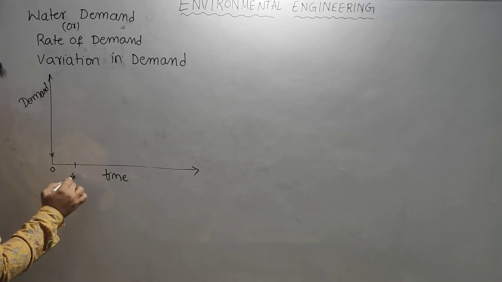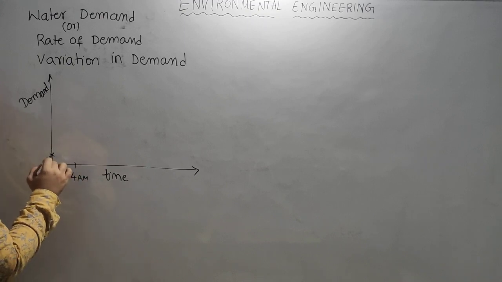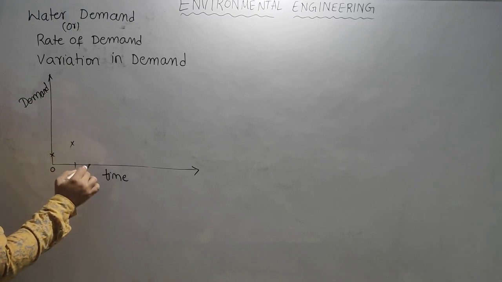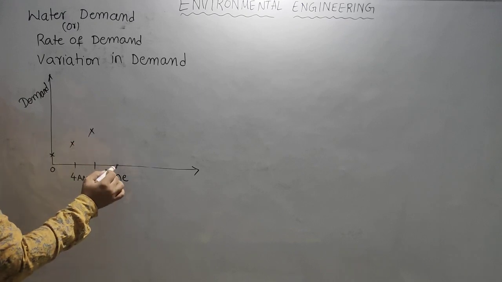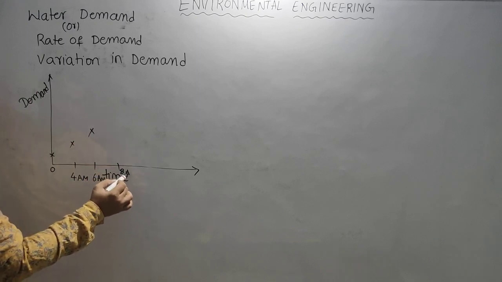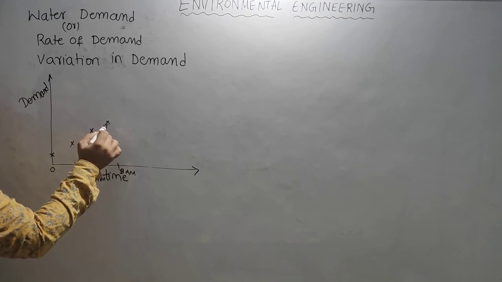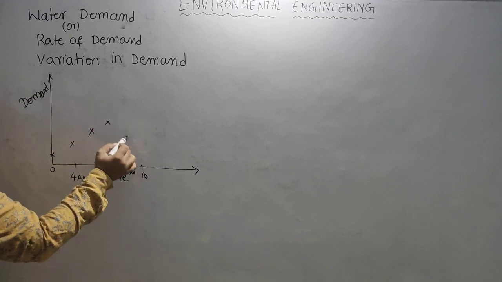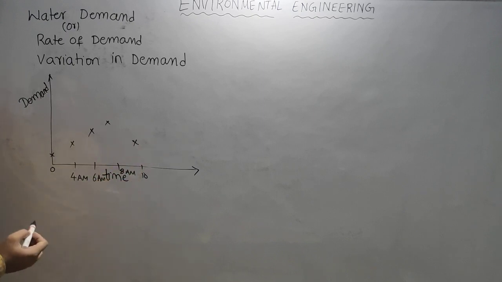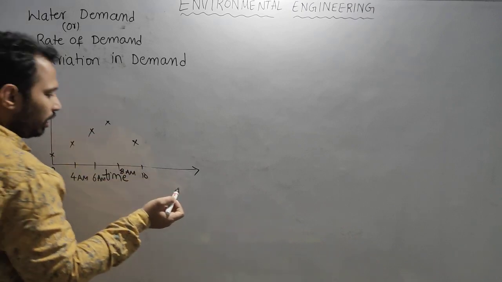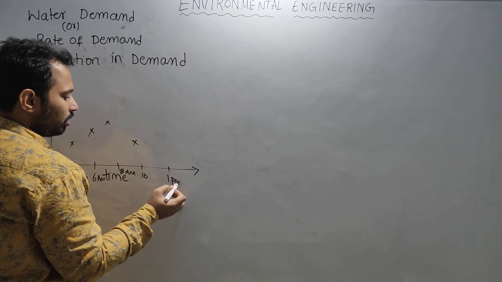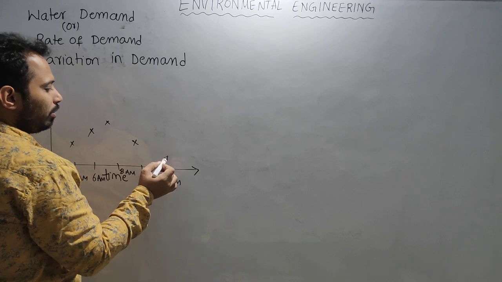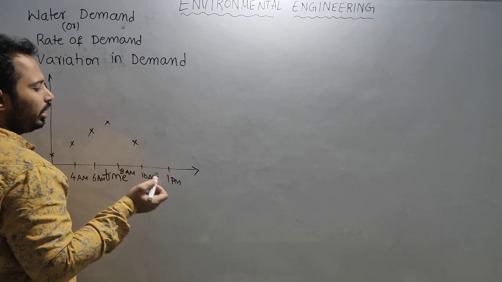When you reach morning 4 a.m., the demand gradually increases. When you reach 6 a.m., the demand further increases. 6 to 8 a.m., the demand further increases. After 8 up to 10 a.m., the demand decreases, because after 10 o'clock many people go to offices, schools, colleges, whatever it may be. So the demand will go down again. At 1 p.m., the demand slightly increases because of eating and all.